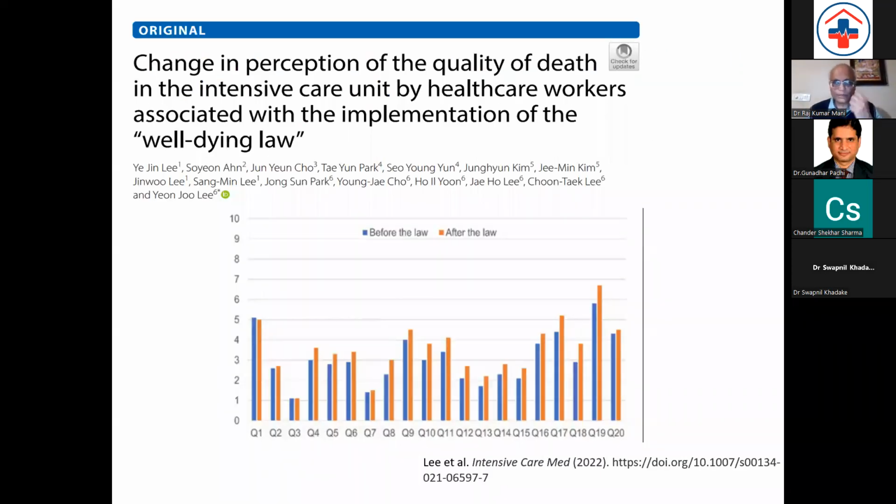And more nearer home, the dying law in Korea. Now, Korea and other Asian countries for a long time did not have settled laws relating to end-of-life care. You can see in South Korea, the dying law was introduced, and this publication was there in 2022. And they assessed the family satisfaction through quality of dying and death. There are 20 items. So through a questionnaire of the families, there was improvement in almost all the items of quality of death and dying.